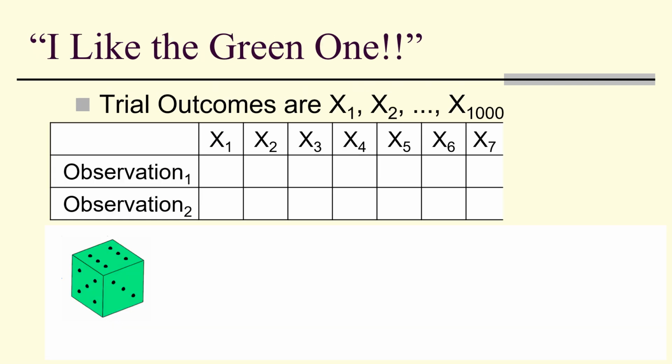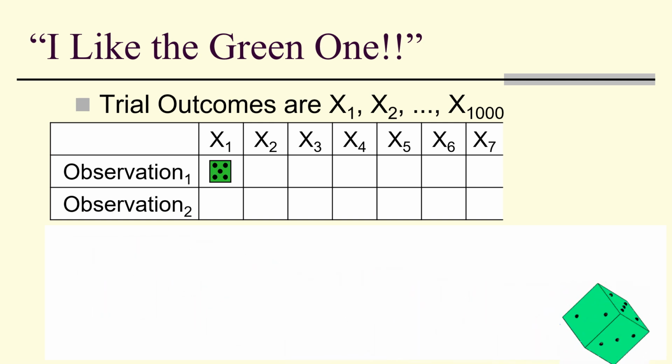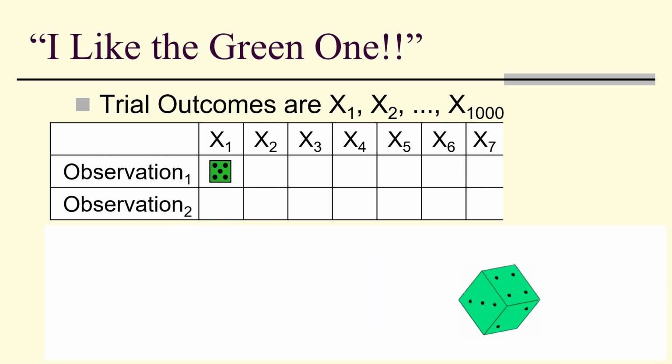For example, suppose you like the green one. So you roll the green die, and then you record the result. You roll maybe the green die again, and you record the result.